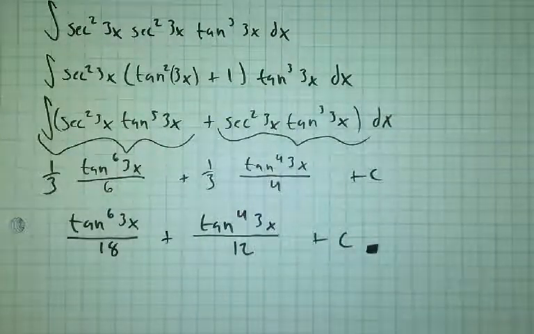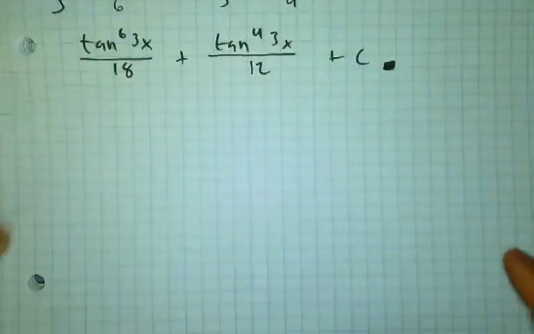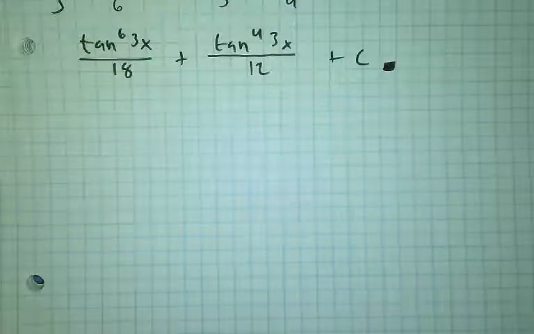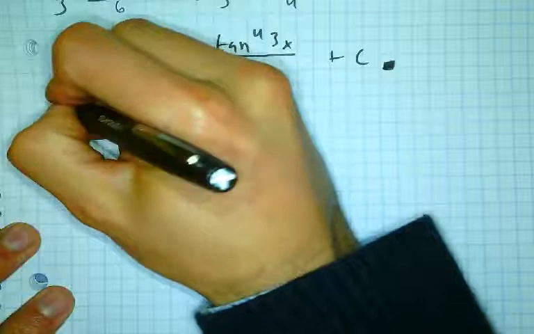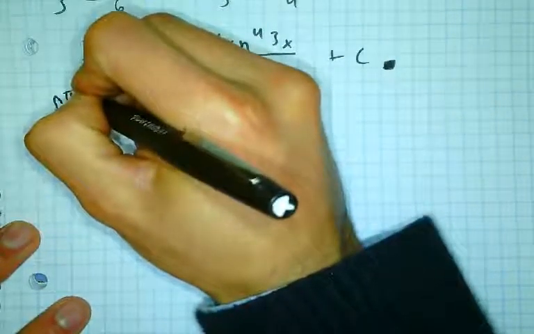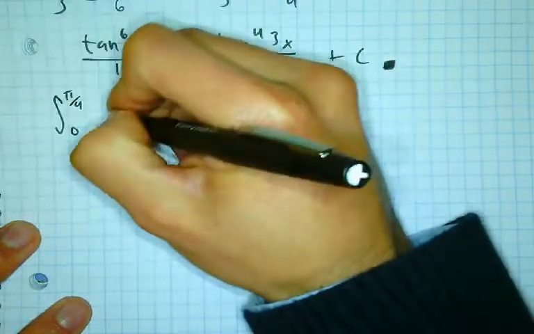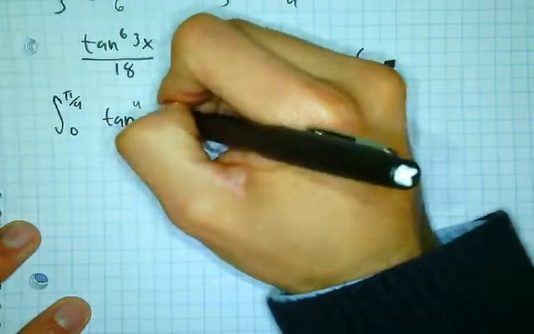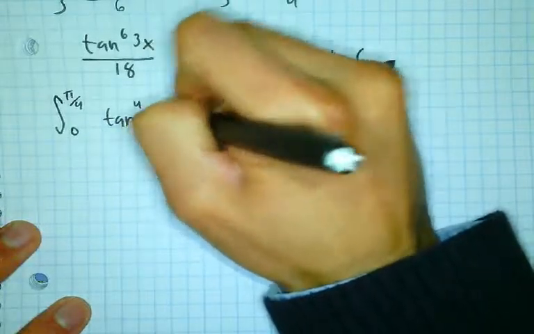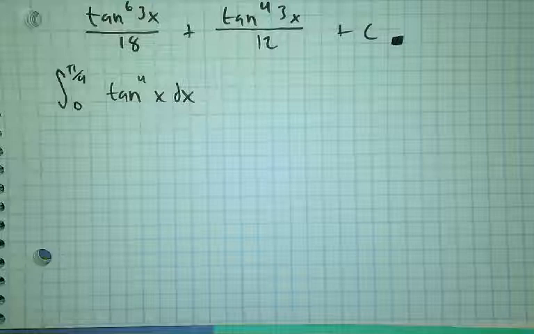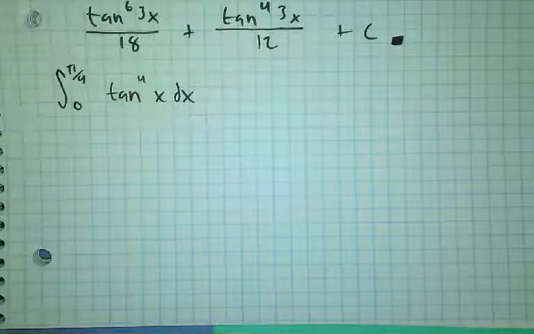So I'm gonna let you try one on your own, and then we're gonna tackle one last one together, and that'll be it for today. So let's take an integral from 0 to pi over 4 of tangent to the 4th power of x dx. So if you're watching the video, go ahead and pause it, give it a shot, and when you're ready to check the answer, hit play.